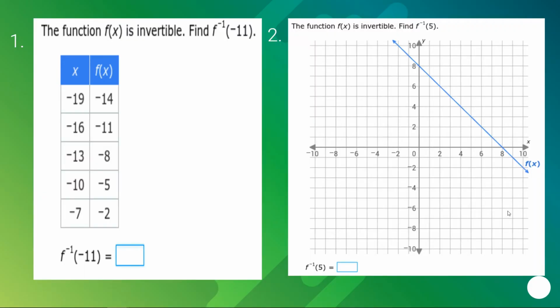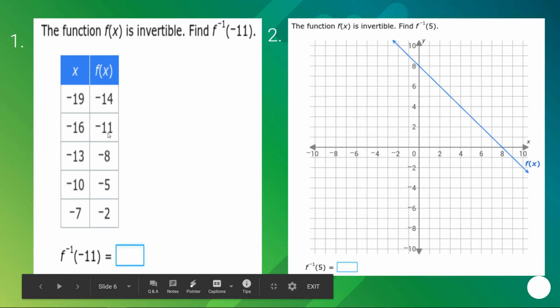We're going back to a little bit. We're saying, okay, we have a function, f of x, that is inverted. So what is f inverse of negative 11? This is still going back to our functions. Remember before we had this example where they were listed out as pairs. At negative 16, f of x is negative 11. So at negative 11, what x value would we have gotten?